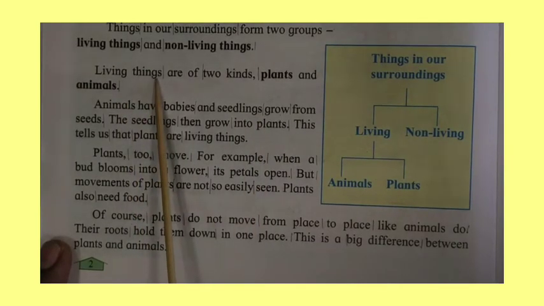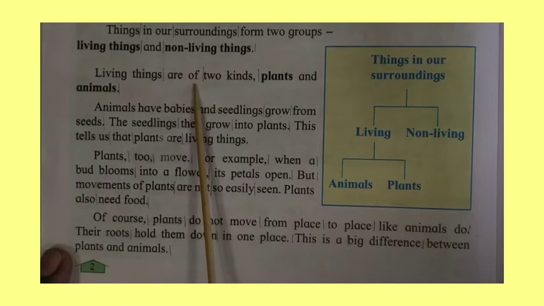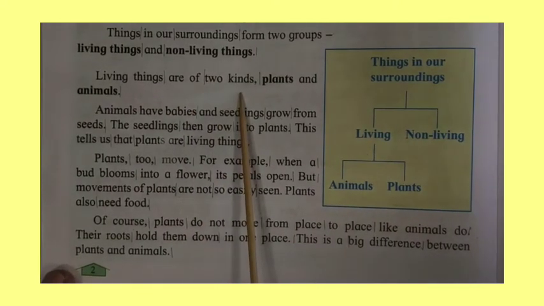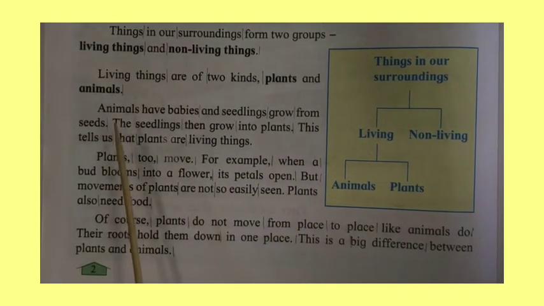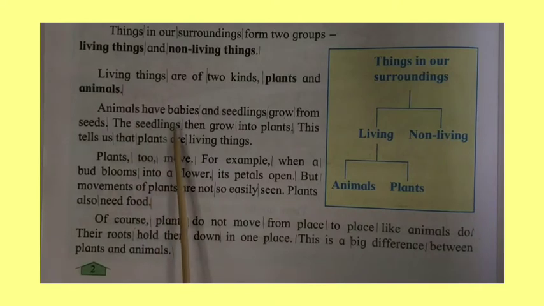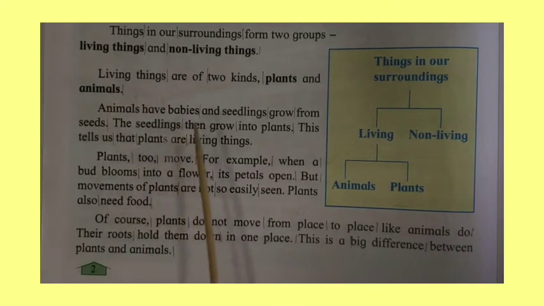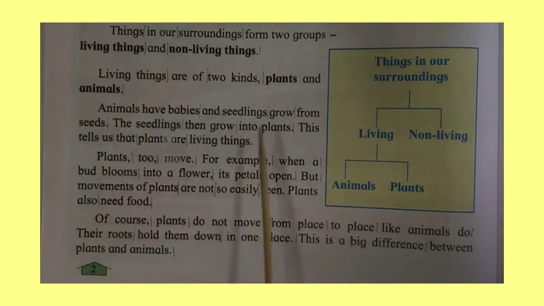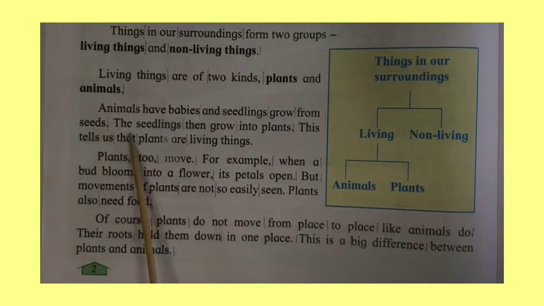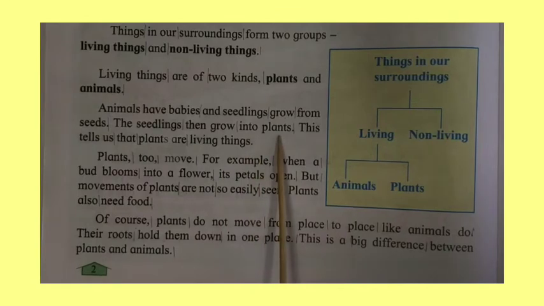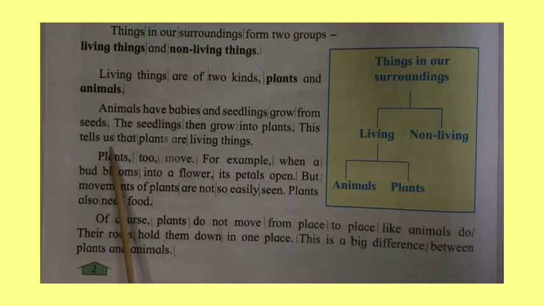Living things are of two kinds: plants and animals. Animals have babies and seedlings grow from seeds. The seedlings then grow into plants. This tells us that plants are living things.